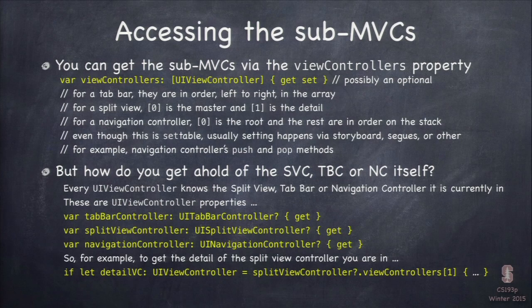So let's just use an example. If I'm the master in a split view and I want to get the detail, well, I can get the split view controller I'm in by saying splitViewController, and I'll put the little question mark there. That's optional chaining. If it's nil, then I'm obviously not going to get my detail. And then I'm going to say viewControllers[1], because we know that viewControllers[1] in a split view controller is the detail. So now I've got the detail. I can talk to it. It's my detail, so presumably I might want to tell it to do things, display things, or whatever. Okay? So that's how we get at these things in code if we need to.